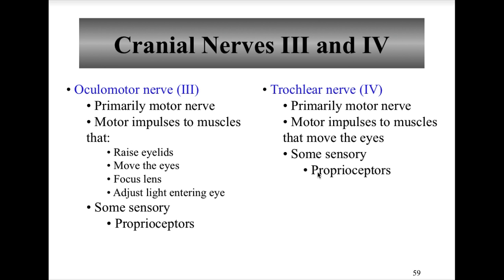Cranial nerve 3, that is oculomotor. That innervates eye muscles. It's motor only. So it could raise eyelids, move the eyes, focus the lens, adjust light entering the eyes. You do have some sensory parts to the oculomotor nerve. These are called proprioceptors. Then you have the trochlear nerve, that's nerve 4, and it's going to innervate eye muscles. So with doing that, motor impulse to the eyes, and it's going to help the eyes move.